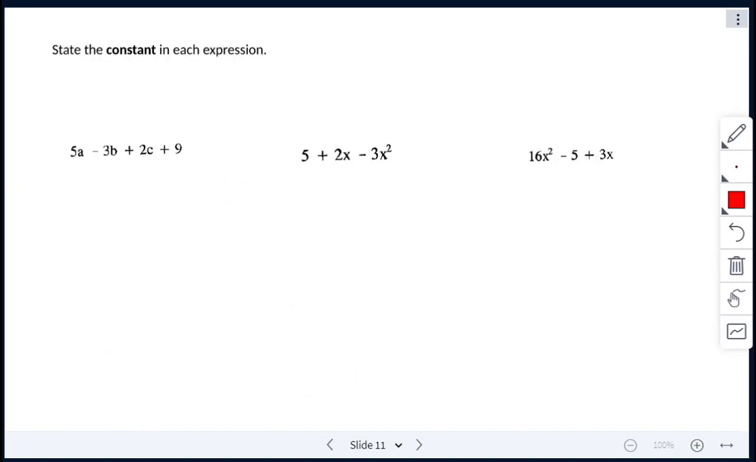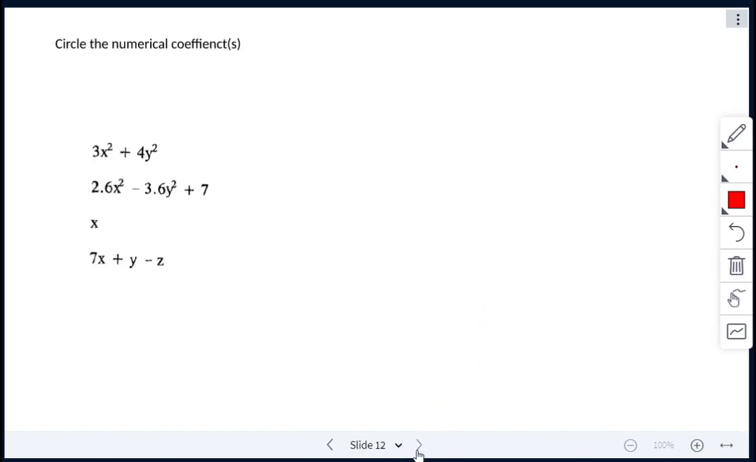All right, so this next slide we're looking at finding the constant in each expression. So here the constant is positive 9. In this expression, the constant is positive 5. And in this expression, the constant is the negative 5.